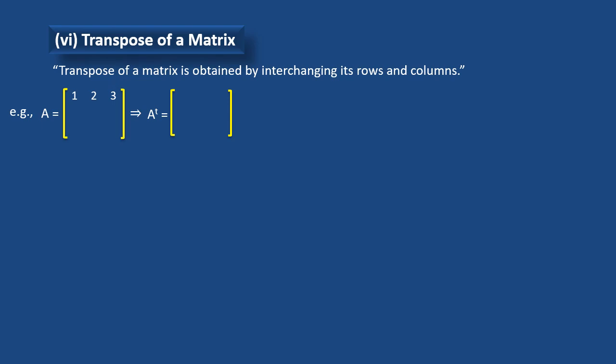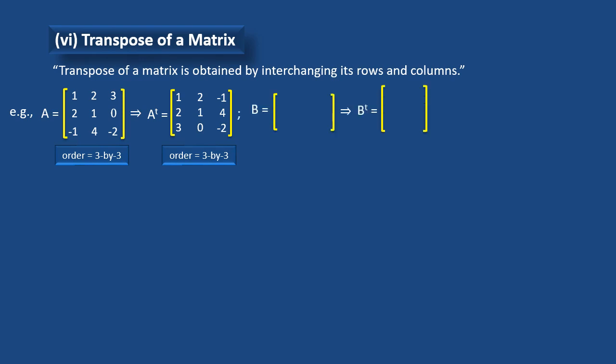This is first row of matrix A, 1, 2, 3, which becomes first column in its transpose. Similarly, second row becomes second column, and third row becomes third column. So, this is matrix A, and this is its transpose. Note that the order of both A and A transpose is same because A is a square matrix.